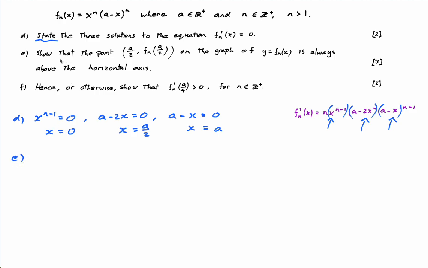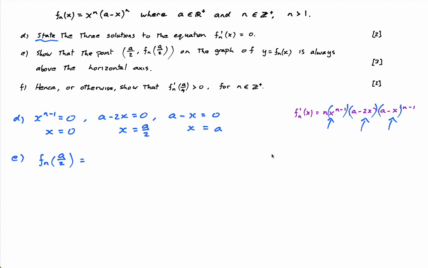E. Show that the point on the graph of this is always above the horizontal axis. So that just means show that f n of x, when x is a over 2, remember this is x, f of x, so a over 2. So when x is a over 2, show that this is positive. That's all they want to do. So it's above the x-axis when f of x is positive, essentially.